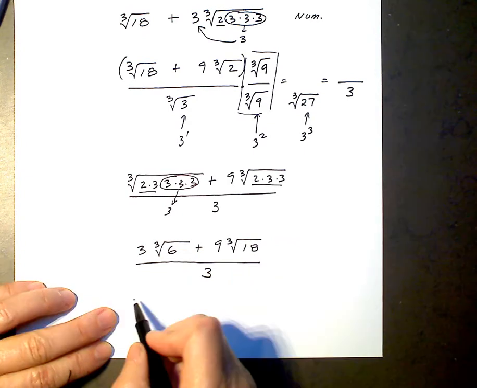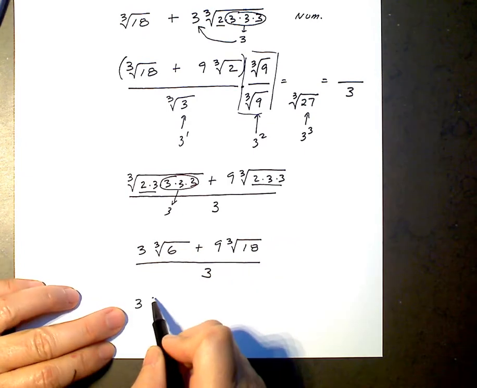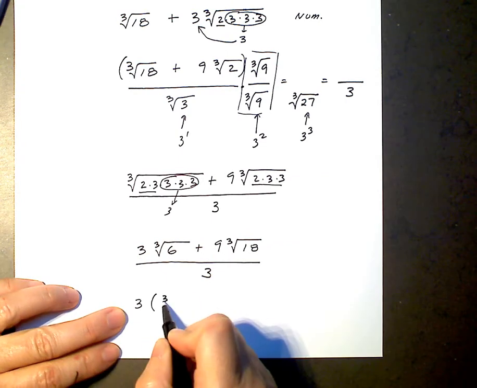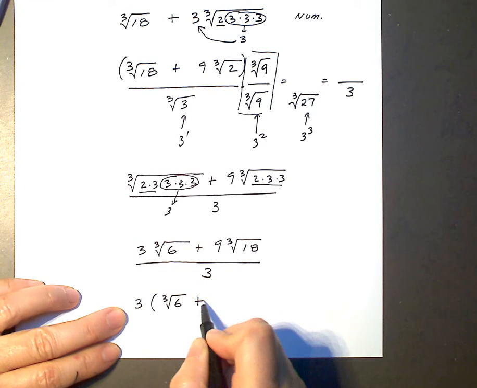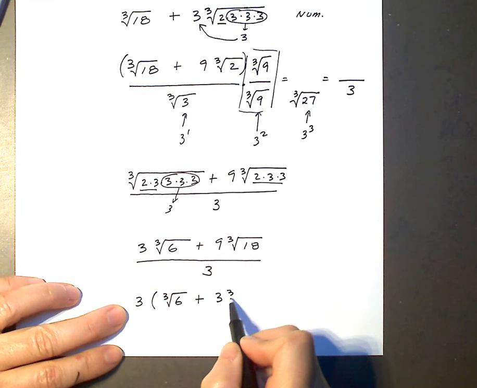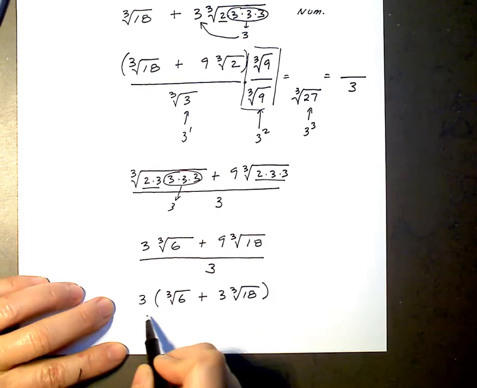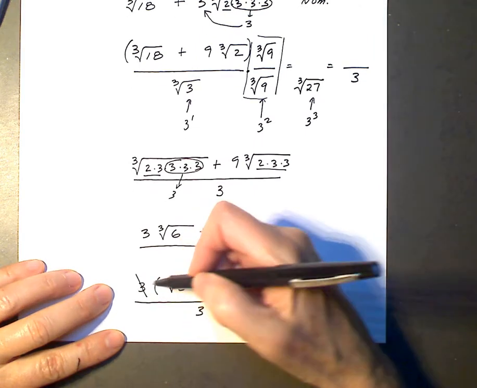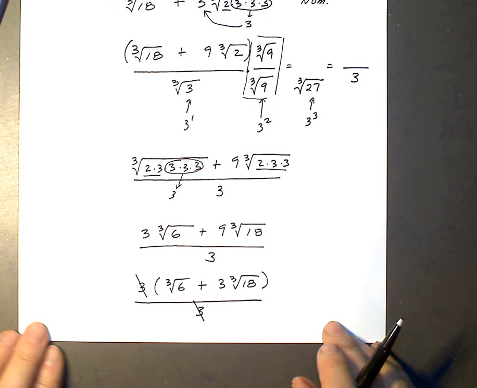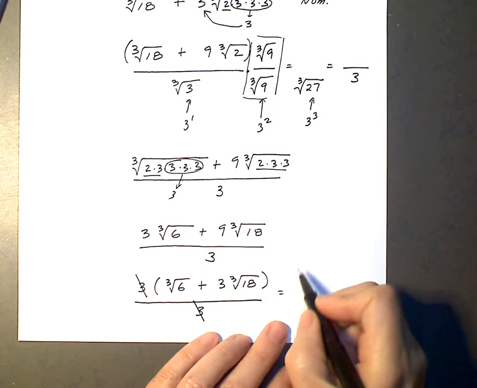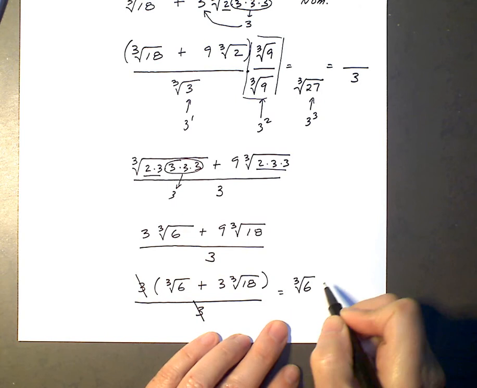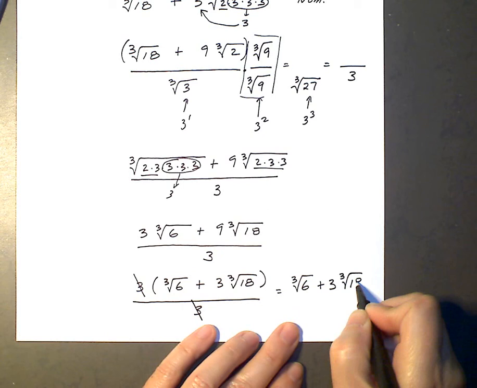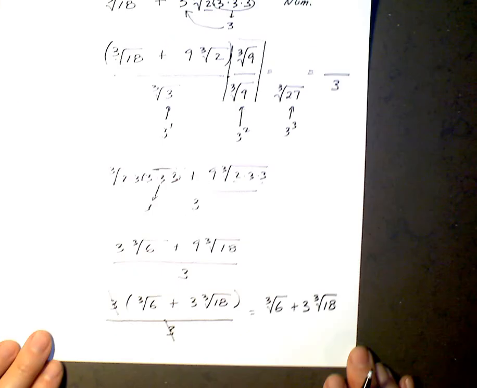So I'm just going to, for ease, factor that out. So if I factor the 3 out of both of those terms, I'll have cubic root of 6 plus 3 cubic root of 18 over this 3 in the denominator. So those will cancel, and I'll be left with my final answer, which is just the cubic root of 6 plus 3 times the cubic root of 18. And that's the final simplified answer right there.